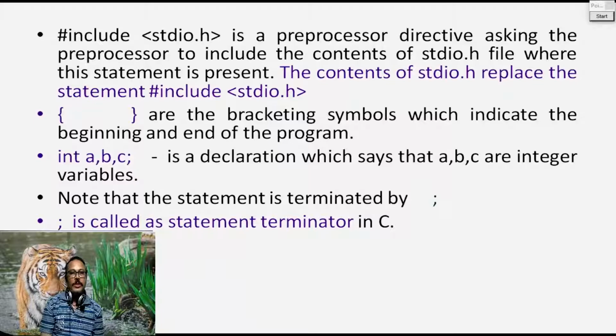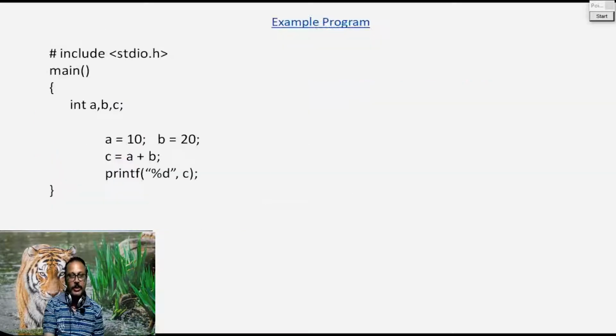So hash include stdio.h is a preprocessor directive asking the preprocessor to include the contents of the stdio.h file where this statement is present. So the contents of stdio.h replace the statement hash include stdio.h. That means whatever the contents of this file stdio.h will get substituted here.